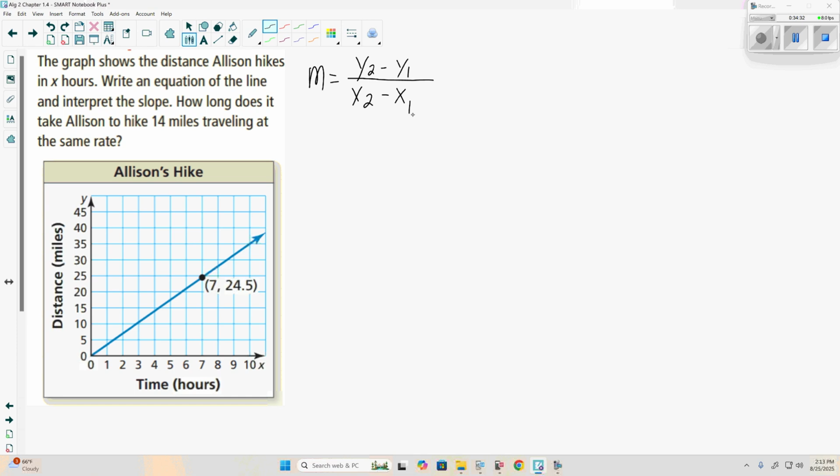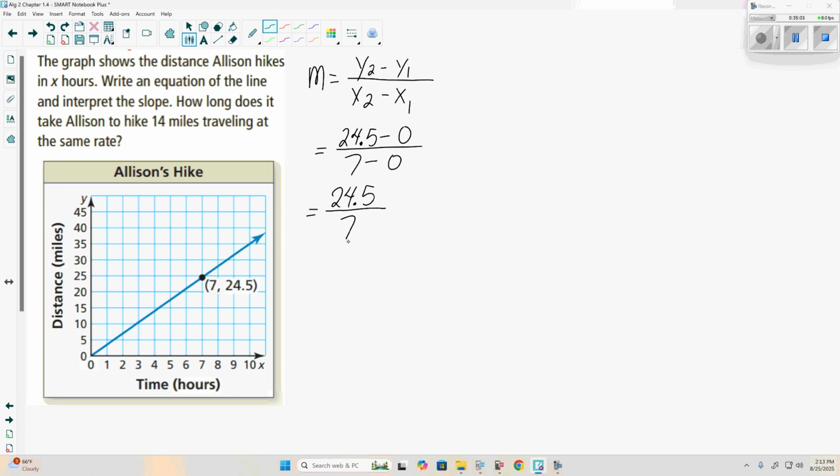Well, we have one of our points already, yes? Its y value is 24.5. The corresponding x value is 7. What's our other point? 0, 0. So 24.5 minus 0 is 24.5. 7 minus 0 is 7.